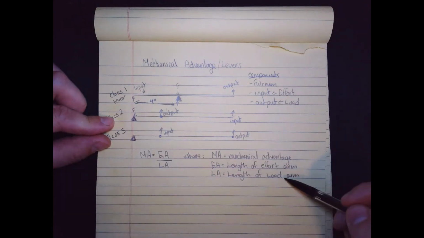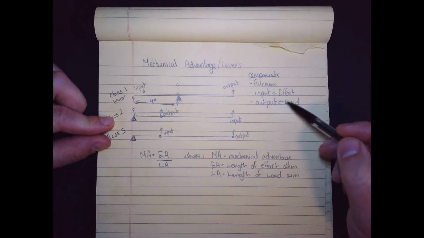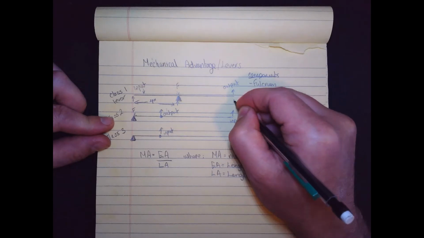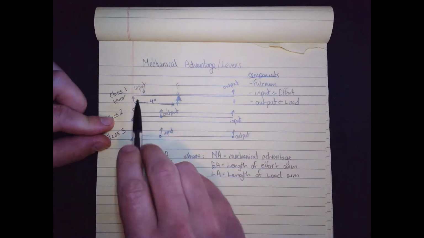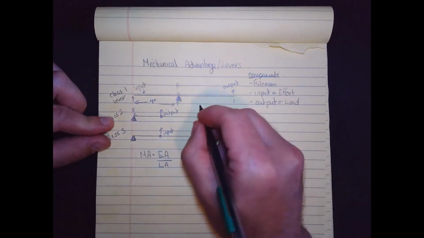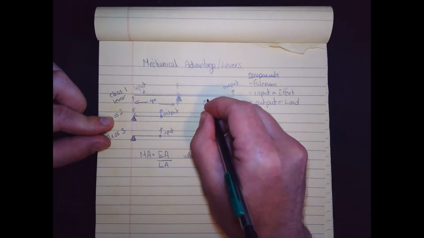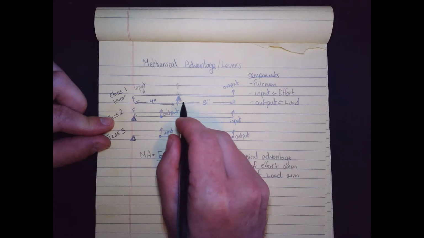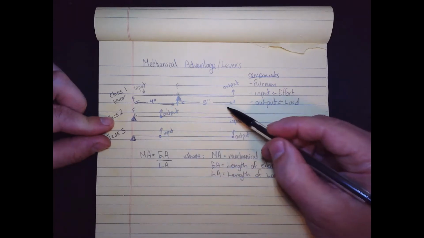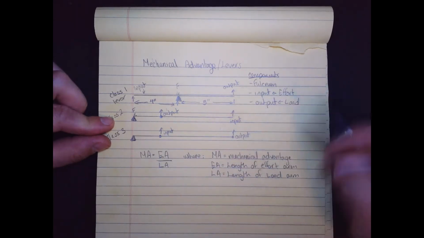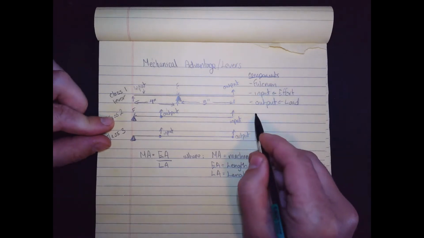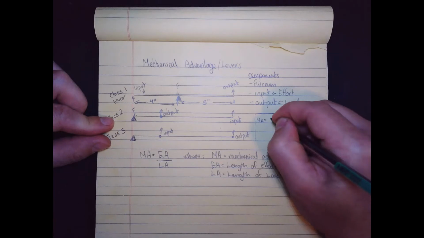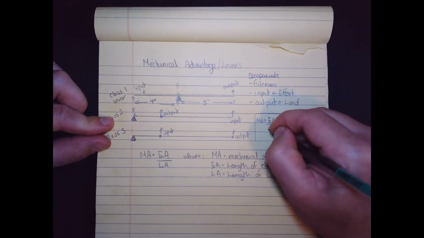Then we'd have to look for the length of the load arm. Now, load and output are the same thing, right? So there's the output. Then we would be looking for the distance between the point of output, right there, and the fulcrum. And this looks to be just a little bit longer. I didn't pay that much attention when I was drawing it, but let's just say this is 5 inches from there to there. So if we wanted to calculate the mechanical advantage of that particular lever, we would say mechanical advantage equals EA over LA.